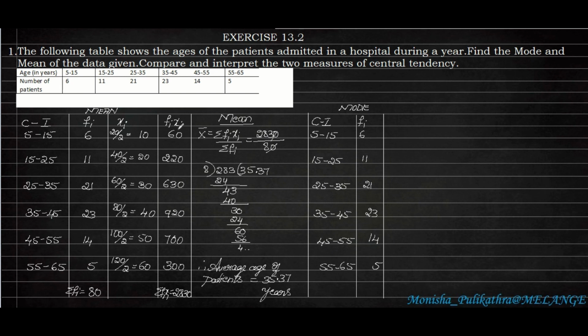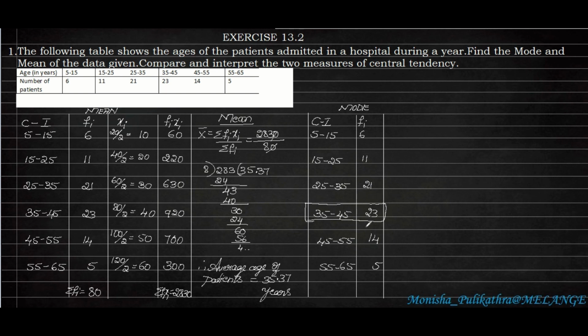In mode there are no extra columns, just the two columns as per the question. Here first we have to find out the maximum number. So which is the maximum number in frequency? So 23 is the maximum number. So we need to select this box. Okay. So this row we need to select here.